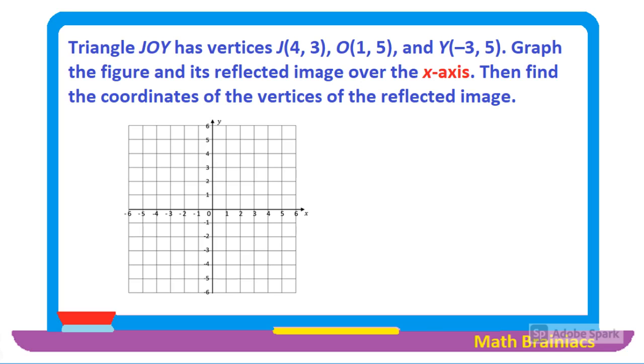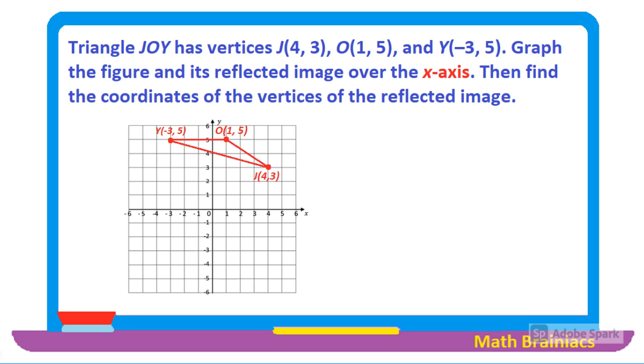We are going to draw a coordinate plane so that we can plot the vertices of triangle JOY. When x is 4, y is 3, that is vertex J. When x is 1, y is 5, that is vertex O. And when x is -3, y is 5, that is vertex Y. Connecting the points with a straight line, we have formed the triangle JOY.